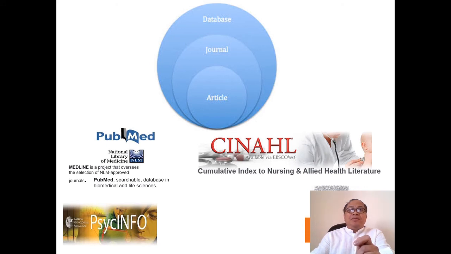PubMed is one of the famous American journal databases. And this is published by the National Library of Medicine in that country. And then there's a difference between Medline and PubMed. Medline is a project that oversees the National Library of Medicine component, and PubMed is that searchable database. This is in the field of biomedical and life sciences. So this is free, and the most commonly accessed.